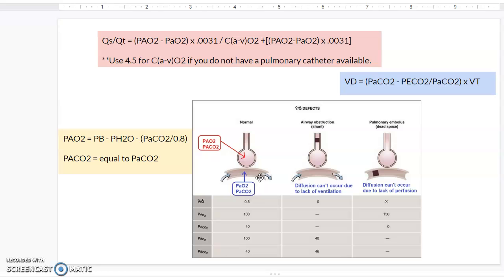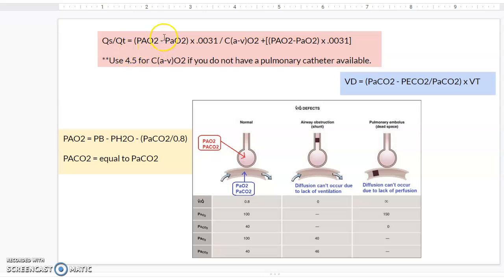Now let's take a look at the two ways that it cannot work correctly. First, we have shunting. This is where there is an obstruction to the alveoli in some form. So the alveolus is not getting ventilated, but we do have perfusion. We have blood flow going around the alveoli, but we do not have air ventilating the alveoli for some reason.